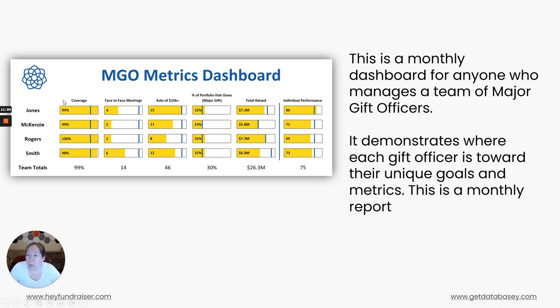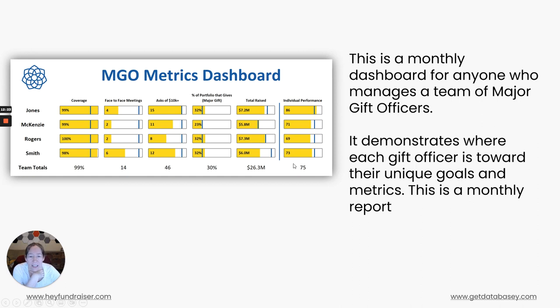he or she is reaching 99% of their portfolio. They only had 4 meetings last month. They've met their goal. The little blue line's the goal. They've met their goal of asks of 10K plus. They've met their goal of the percentage of the portfolio that's given a major gift. They're almost to goal with their goal. So they've raised 7.2 million. This is probably an $8 million goal.